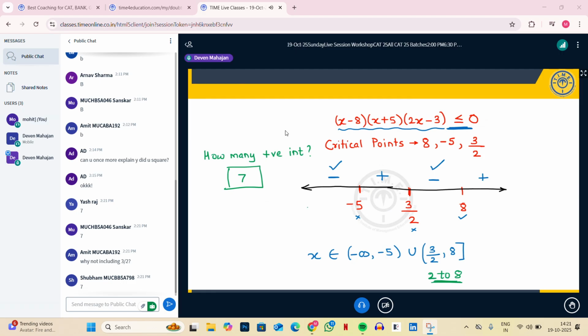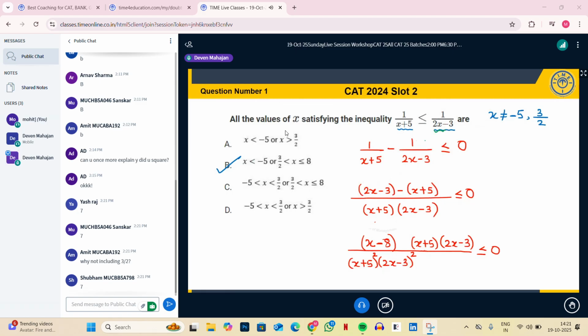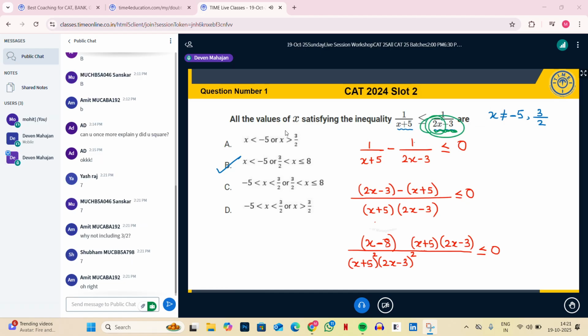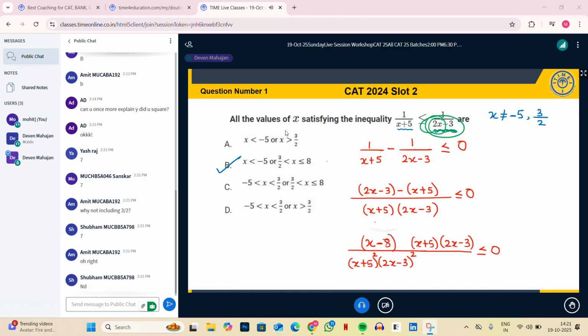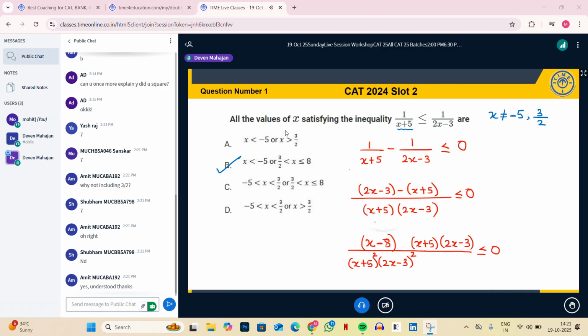Amit, we are not including 3/2 because our original expression has 1 upon 2x minus 3. x को अगर आप 3/2 लेते हो तो ये denominator 0 बन जाएगा ना. Mathematics में denominator can never be 0. That is why x cannot be -5, it cannot be 3/2.